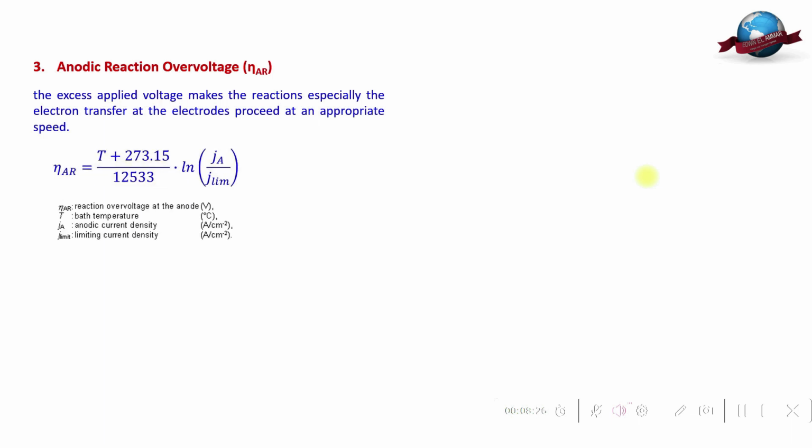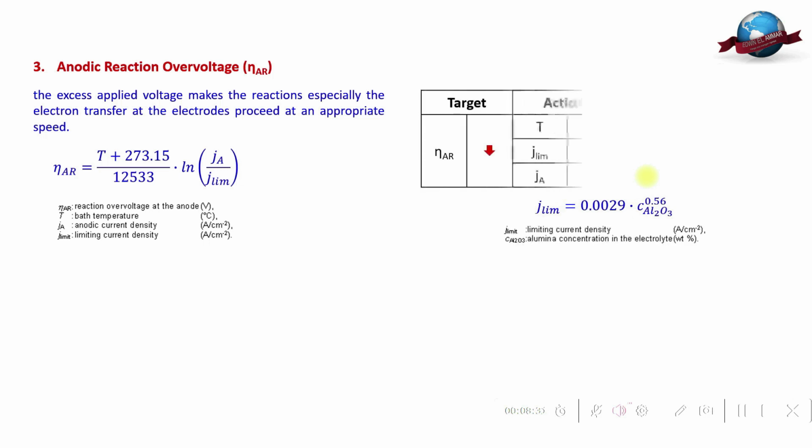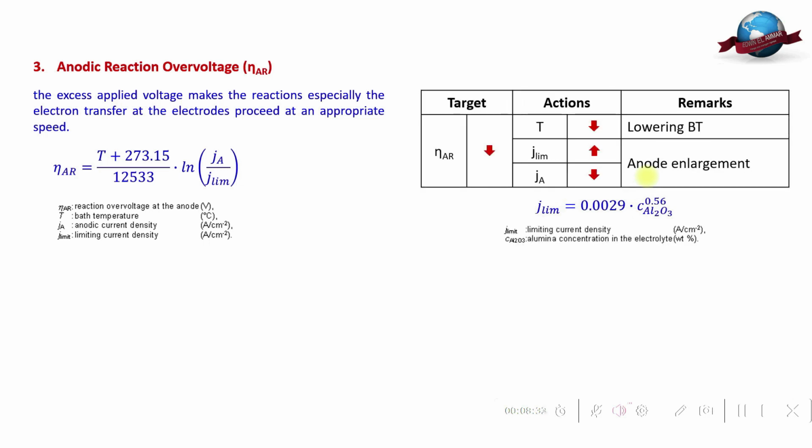In order to decrease eta AR, these things should be done. 1. Lowering bath temperature, T, by maintaining bath acidity. 2. Increasing limiting current density, J lim, by enlarging anode dimension. 3. Decreasing anodic current density, JA, by enlarging anode dimension.